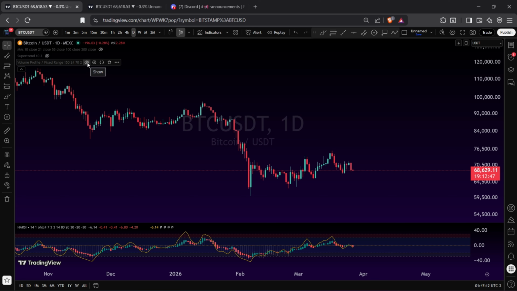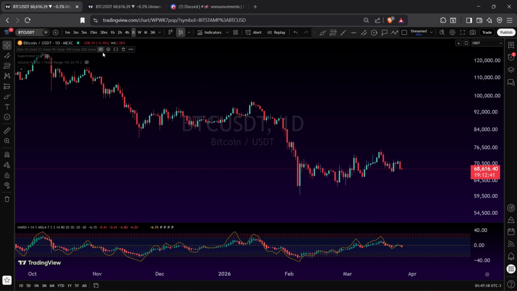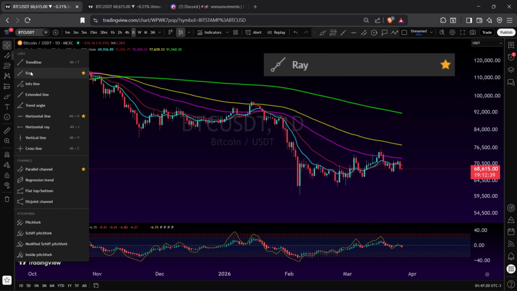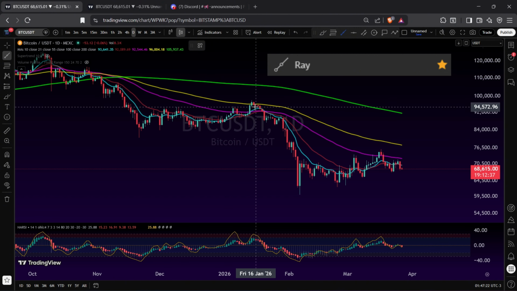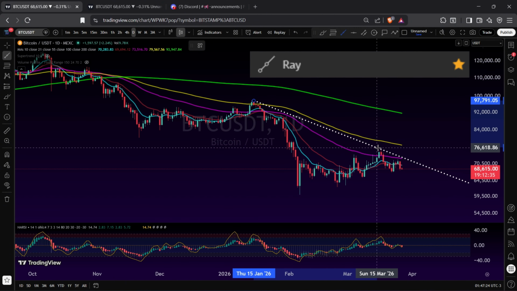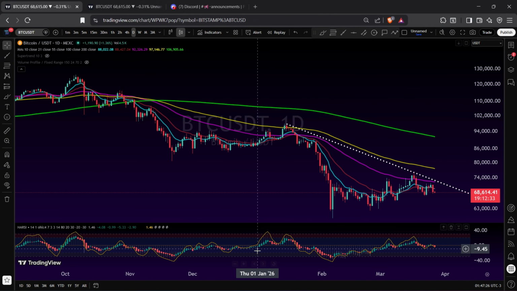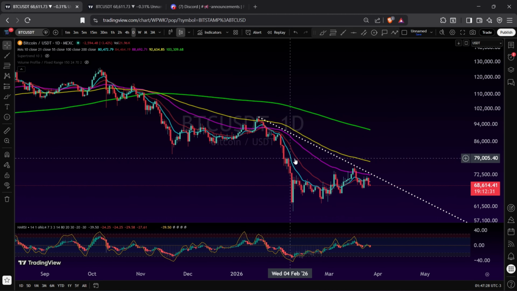Now that our automated indicators are set, we move to the fifth step, which involves our manual drawing tools. On the left side panel of TradingView, select the Ray tool. I use the Ray tool primarily to map out trend lines and diagonal market structures. A ray anchors at a specific starting point and extends infinitely into the future.